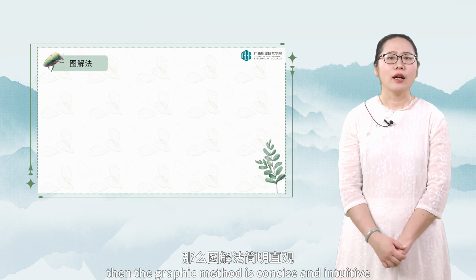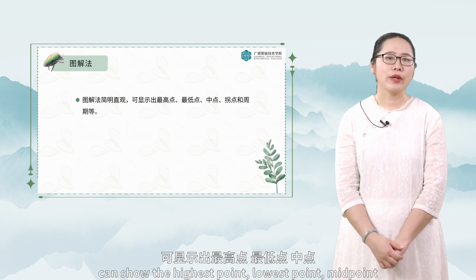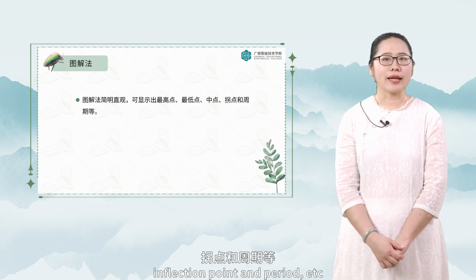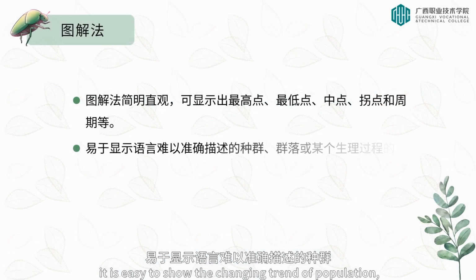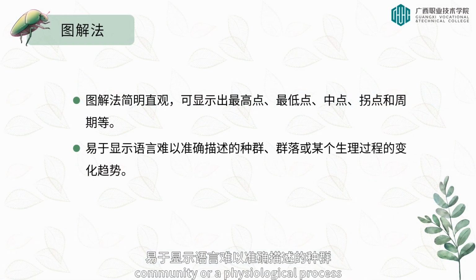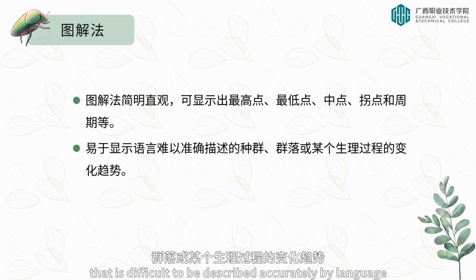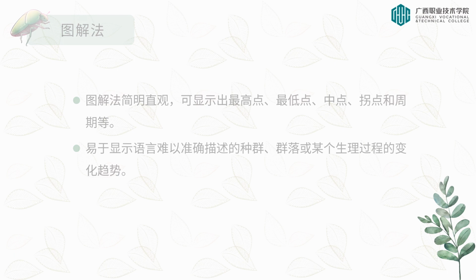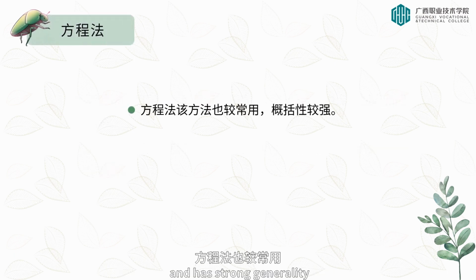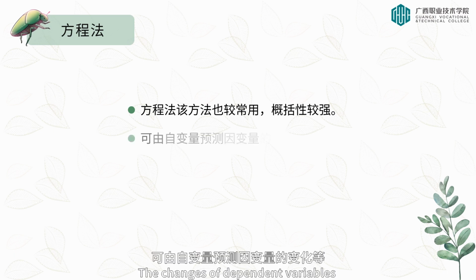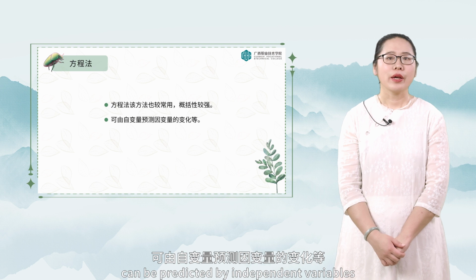Then the graphic method is concise and intuitive, and can show the highest point, lowest point, midpoint, inflection point, and period, etc. It is easy to show the changing trend of population, community, or a physiological process that is difficult to be described accurately by language. The equation method is also commonly used and has strong generality. The changes of dependent variables can be predicted by independent variables.